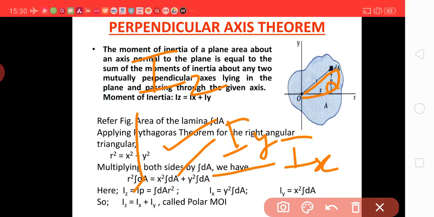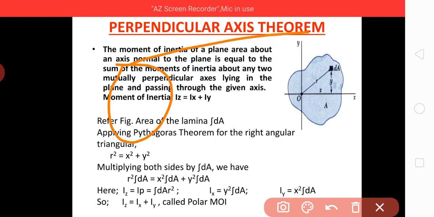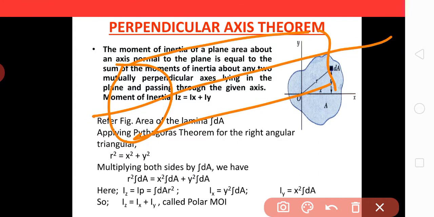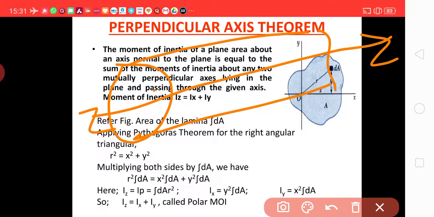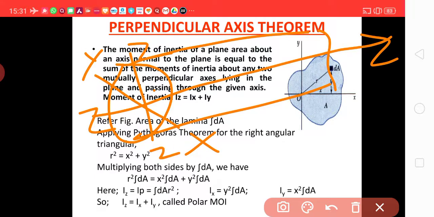And this, for a circular, say cylindrical member like this, then this ZZ axis will be called the centroidal or polar axis. Why do we call it the polar axis?